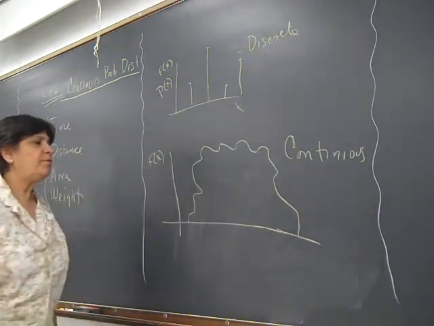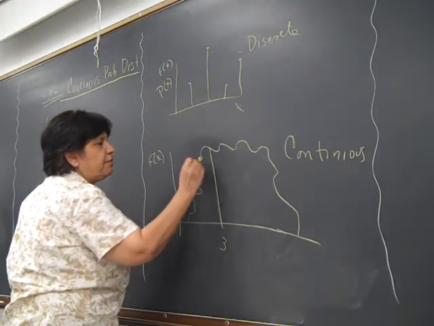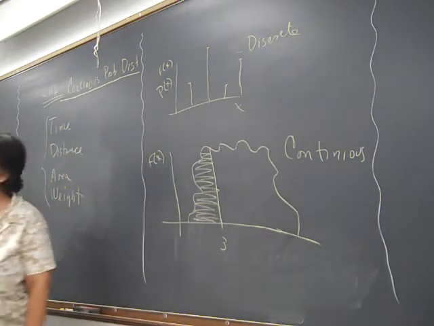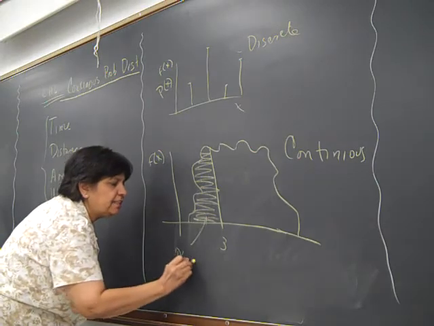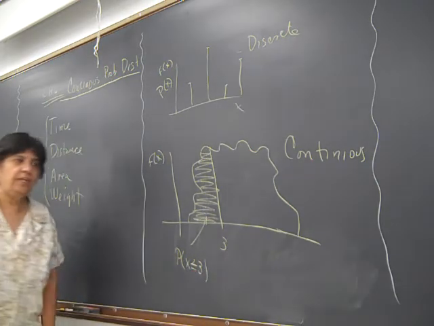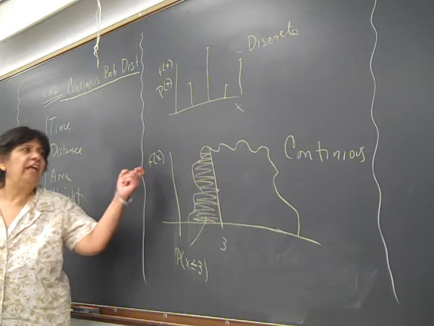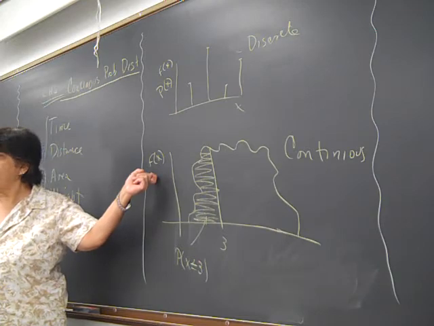For example, what is the probability that x is less than or equal to 3? The probability is the area to the left. This is the probability that x is less than or equal to 3. You see? It's the area. It's not the height of the distribution. It's not f of x that is important anymore.